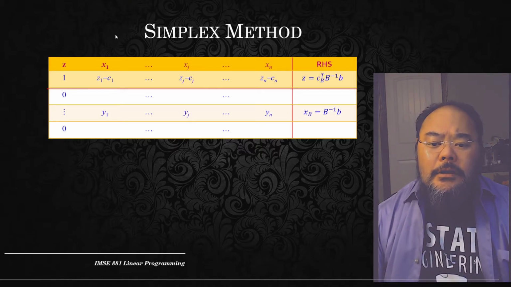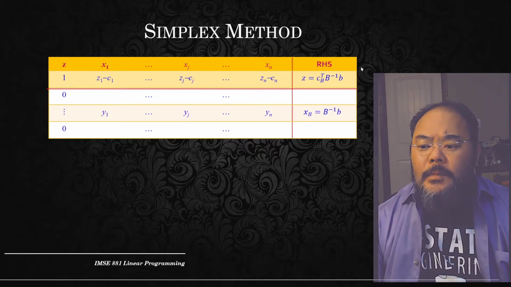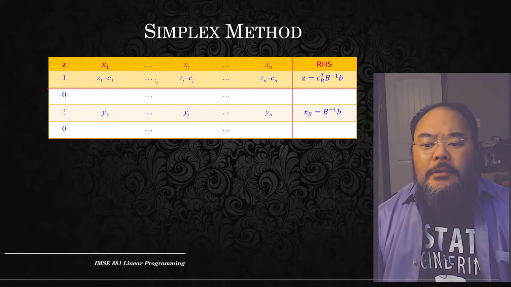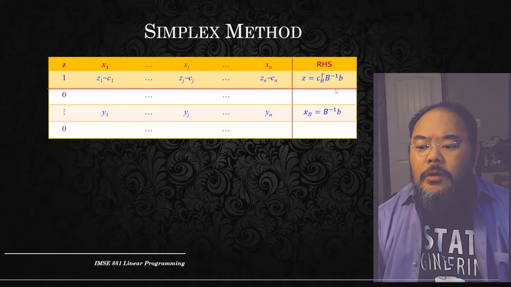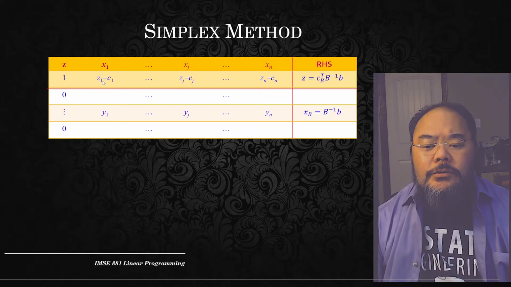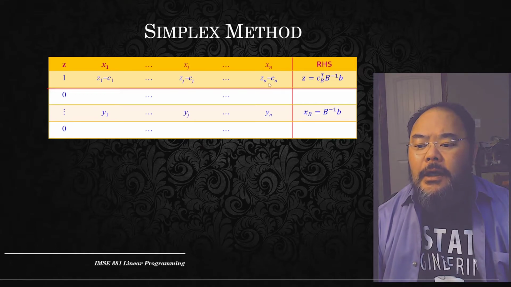This is a standard simplex tableau. The first column has a 1 in the z position and the rest are 0. x1, x2, xn are the original variables. And we call this row 0. For each one of the columns in row 0, the entry equals zj minus cj.